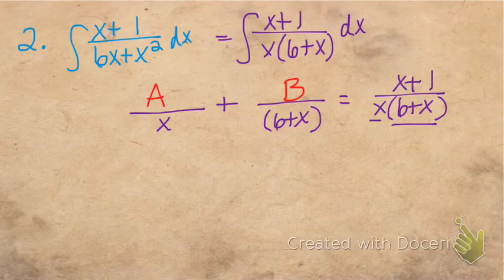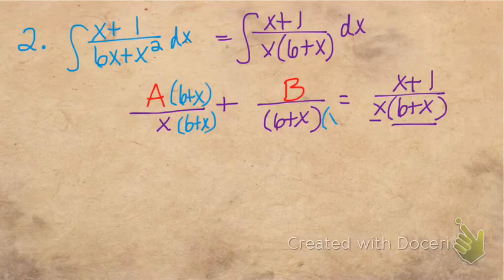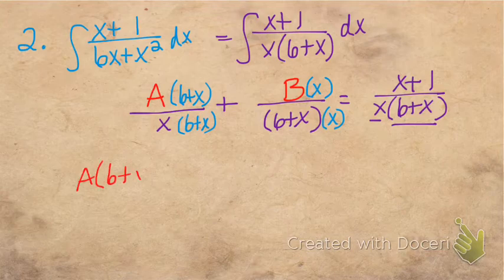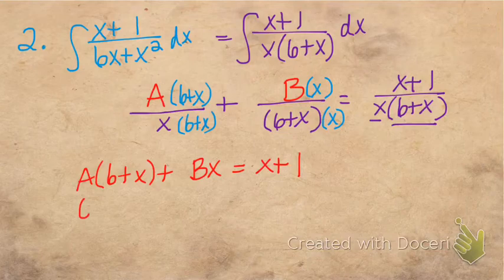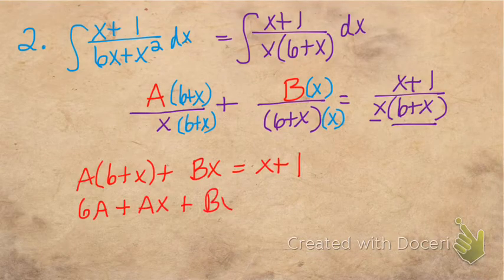You're going to get a common denominator. So I'm going to multiply this by 6 plus x, this by 6 plus x, this by x, and this by x. And now we have a common denominator all the way across. What that means is that the tops of the equation are equal. Alright, and then I'm going to multiply this out: 6A plus Ax plus Bx equals x plus 1.